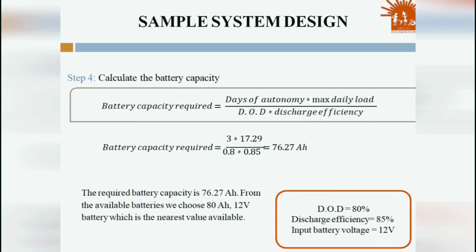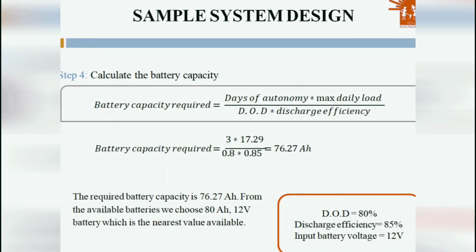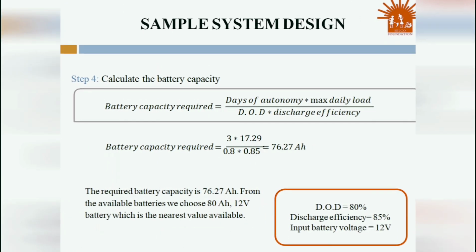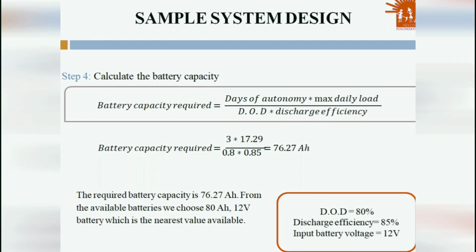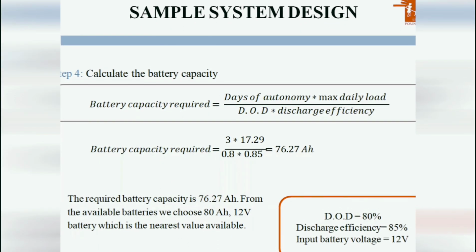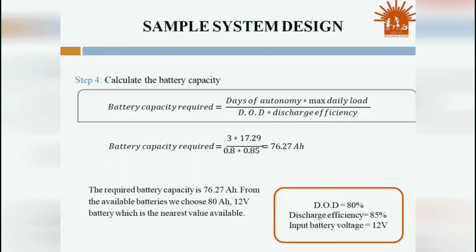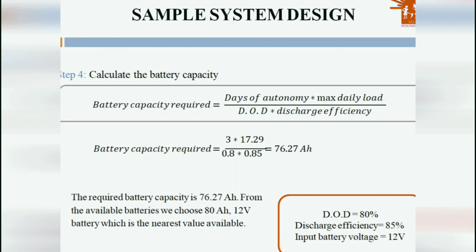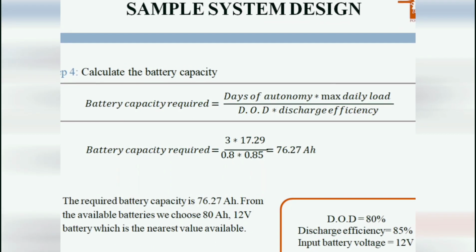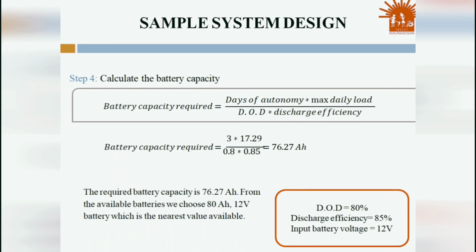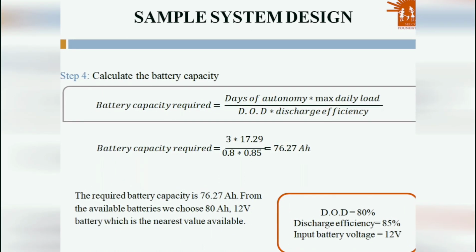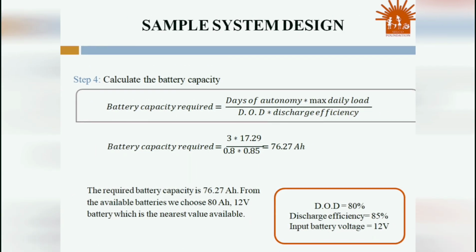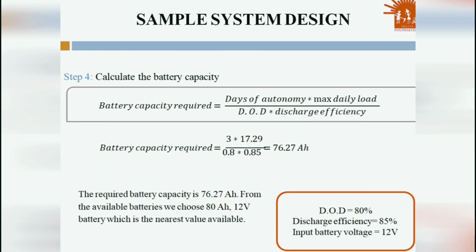Now let's calculate the battery capacity. Battery capacity is equal to days of autonomy into maximum daily load divided by depth of discharge into discharge efficiency. Let me explain days of autonomy. Days of autonomy is the number of days in which the battery can stand without charging. Days of autonomy if we use an inverter is 2, and if we use a DC lighting system without inverter it is 3. So battery capacity is equal to 3 into 17.29 divided by 0.8, which is the depth of discharge, into 0.85, which is the discharge efficiency, and is equal to 76.27 ampere hour.